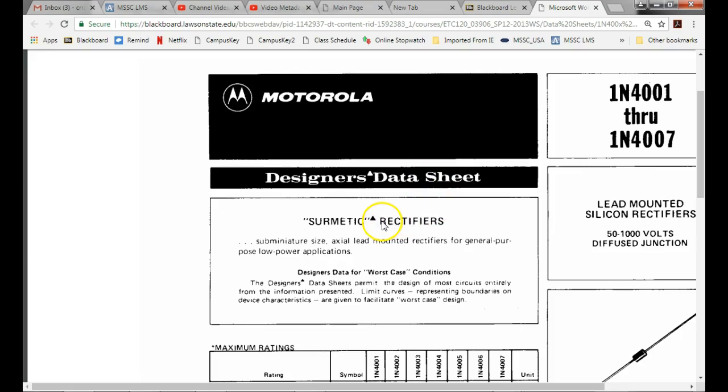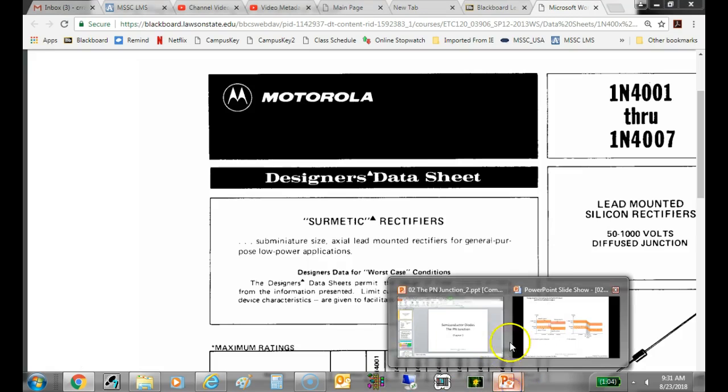This diode is what we call a rectifier diode. It's not used in high-speed switching applications. It's used strictly to, and what do we say a rectifier does? Converts AC to DC. We just touched on that the other day.